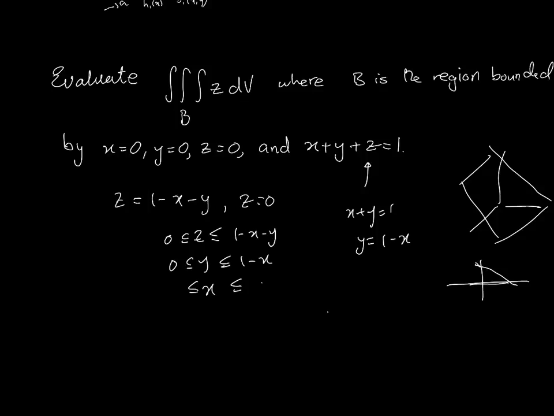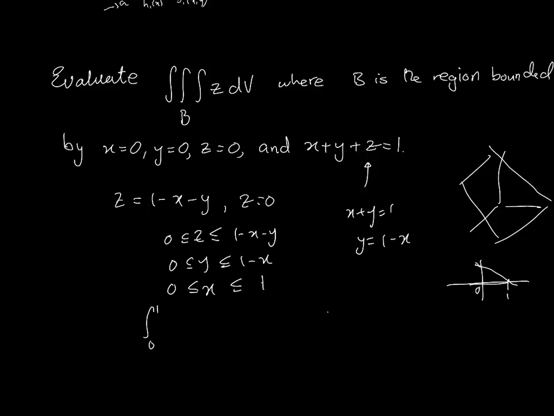And for that, we need to look at the intersection points here. This one is 0 here, clearly. This one is when y equals 0, x equals 1. So therefore, we have this situation. So x is between 0 and 1. And now we're ready to integrate.